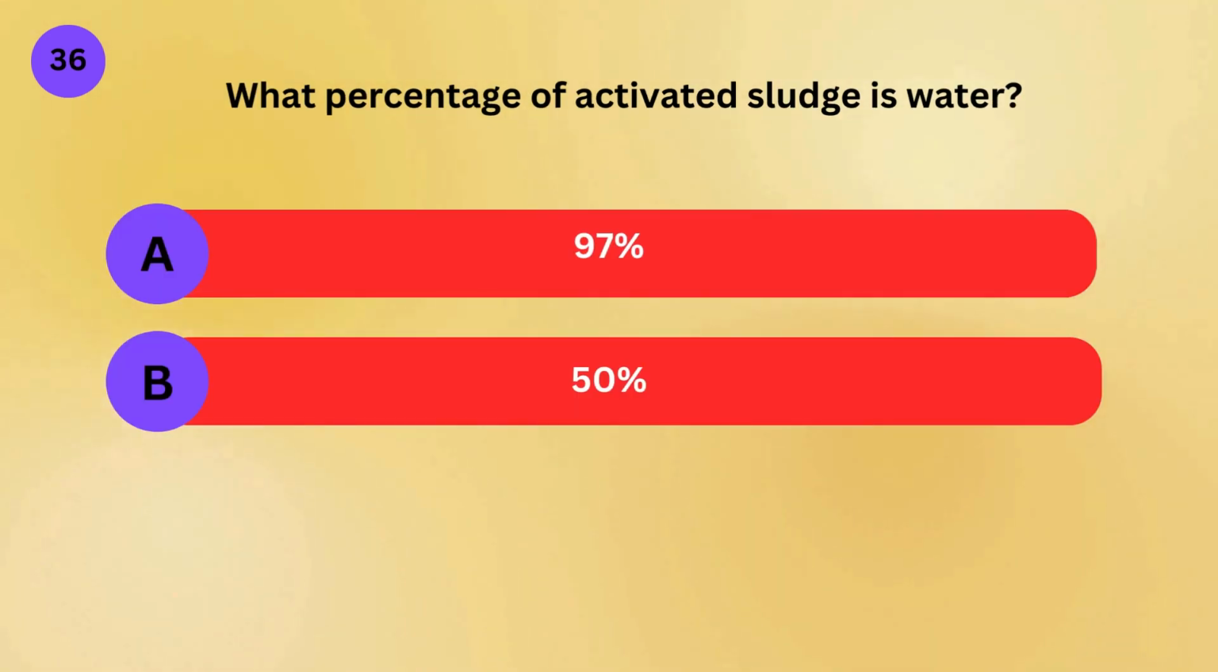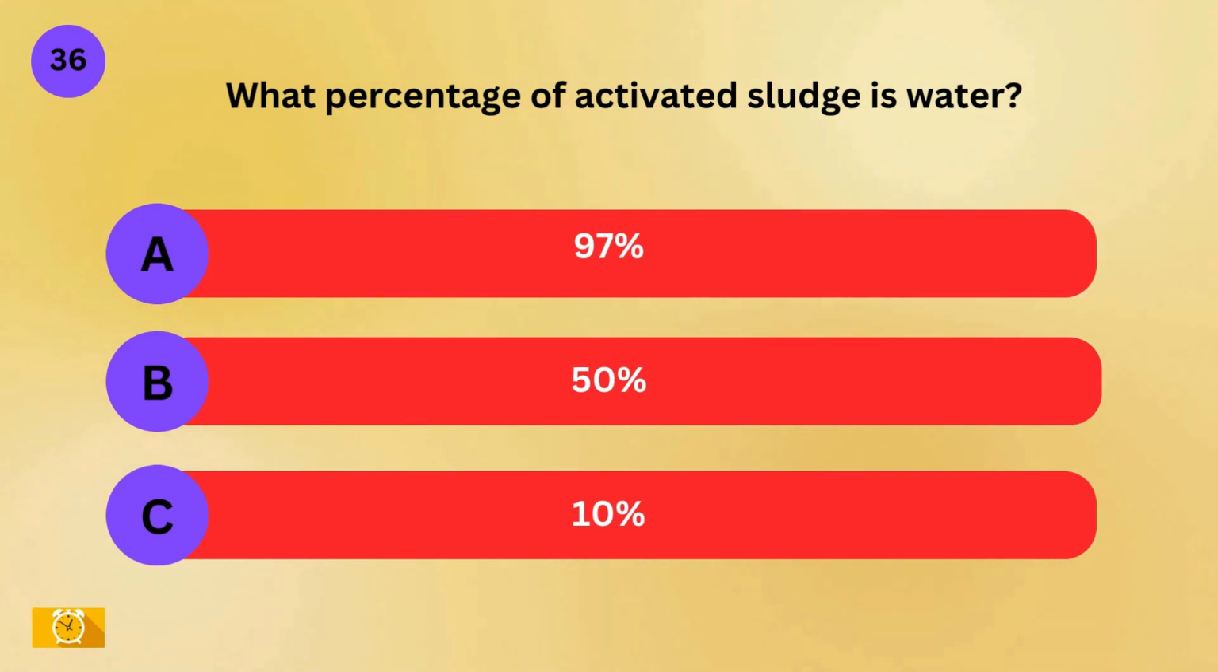What percentage of activated sludge is water? 97%, 50%, 10%.